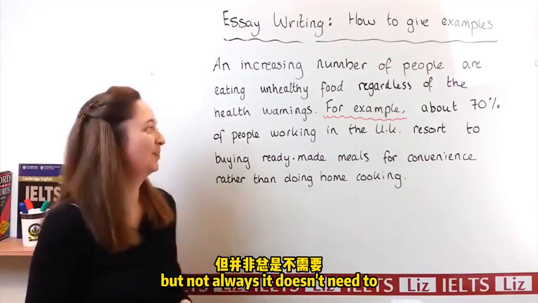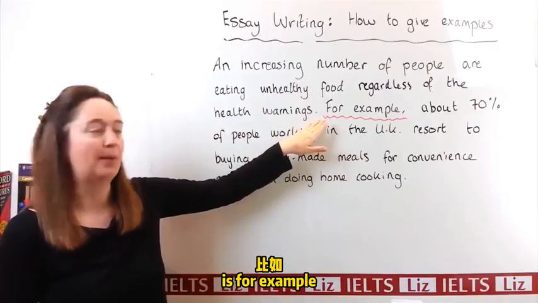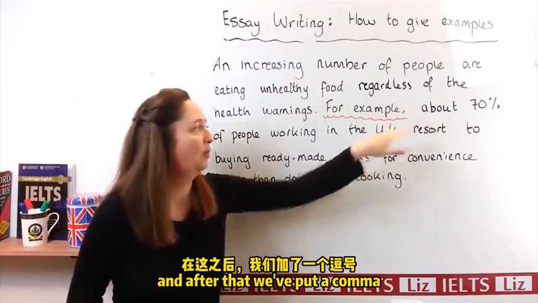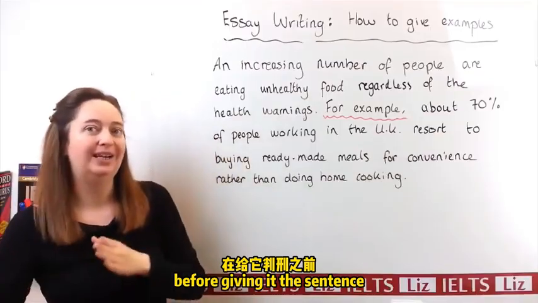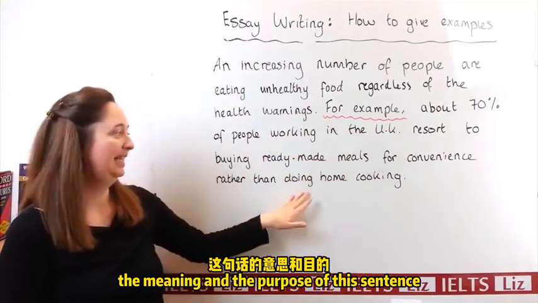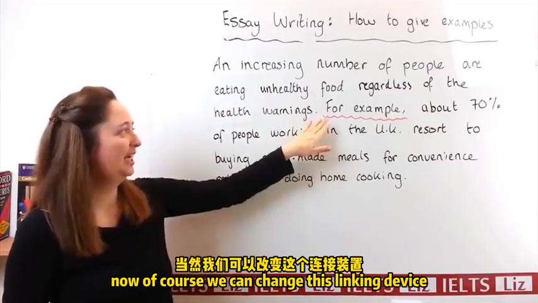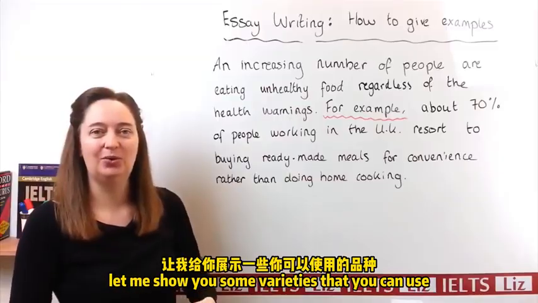And you can see here that the linking device we've used is for example. And after that, we've put a comma before giving the sentence. This helps the reader understand the meaning and the purpose of this sentence. Now, of course, we can change this linking device. Let me show you some varieties that you can use.